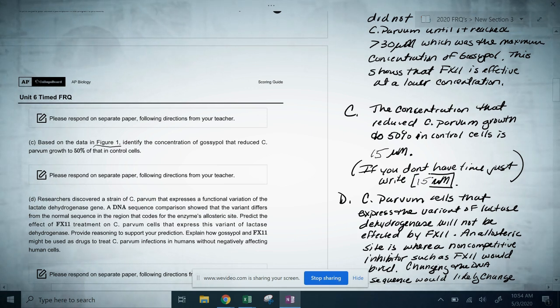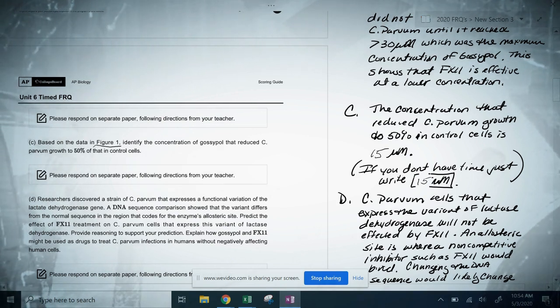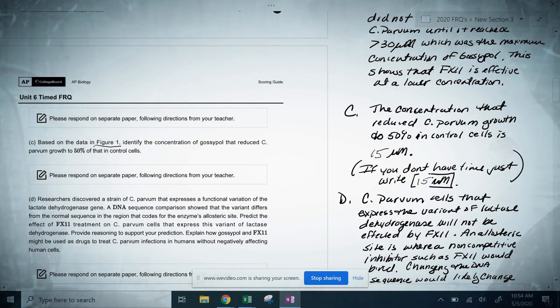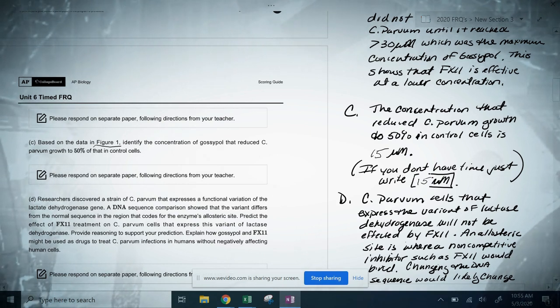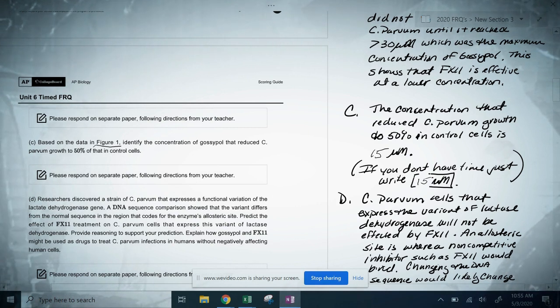All right, so if these cells express the variant, FX11 is not going to work because it's a non-competitive inhibitor. So this variant affects the shape, and so it affects the allosteric site, so FX11 is not going to be able to bind. So I wrote over here, C. parvum's cells that express a variant of lactate dehydrogenase will not be affected by FX11. That's my prediction.